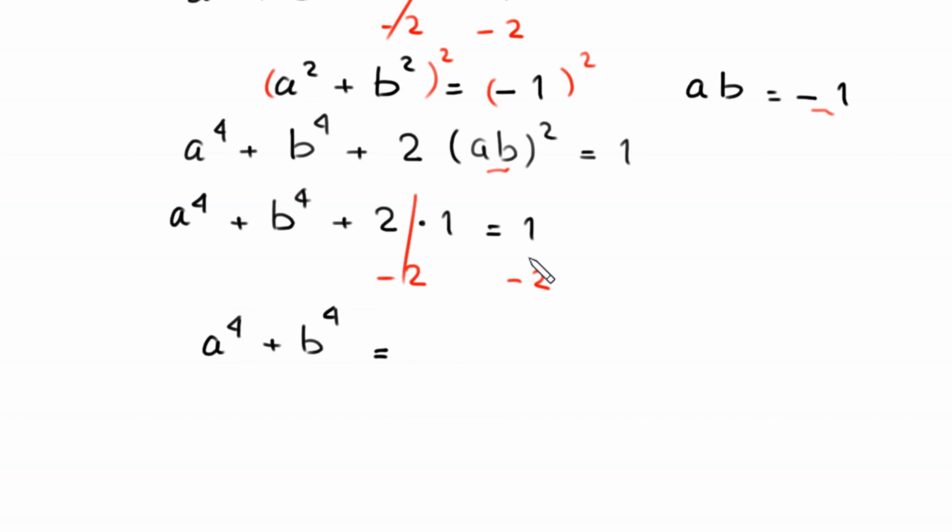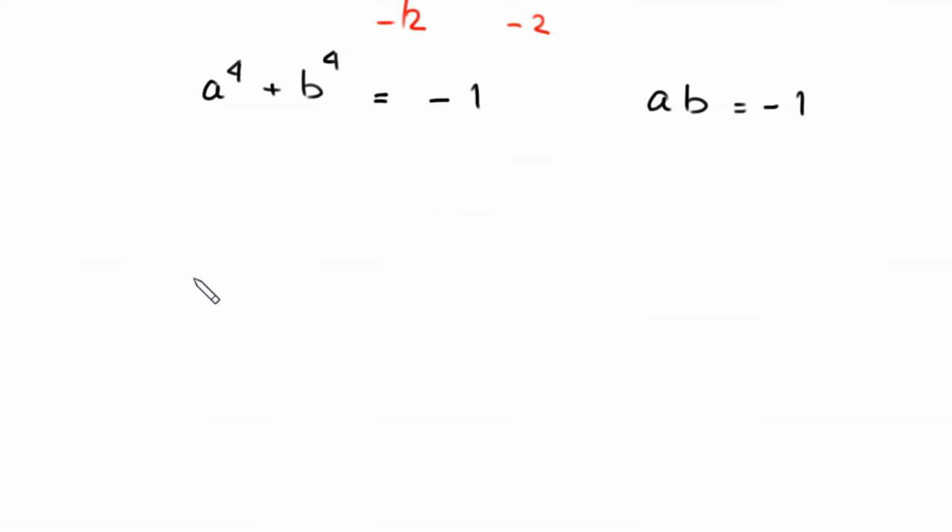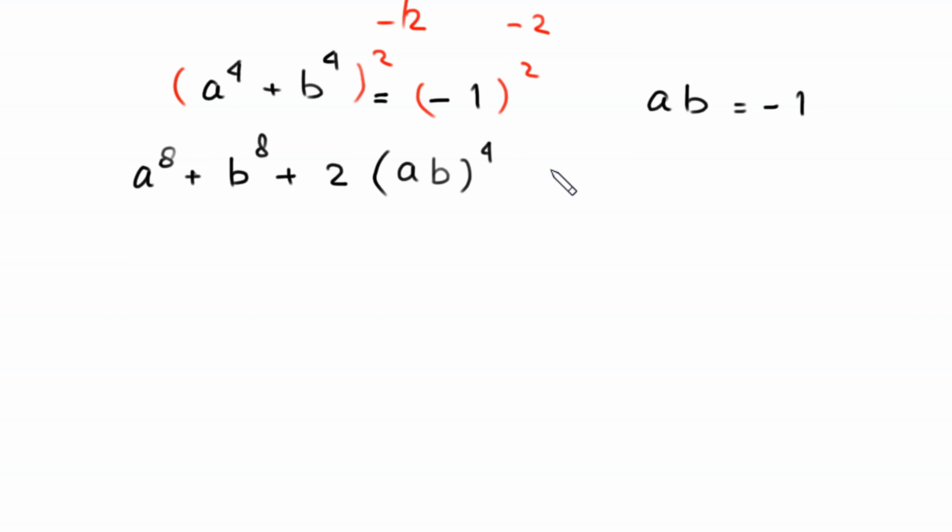So a squared plus b squared is equal to 1 minus 2, negative 1. And remember this equation, ab is equal to negative 1. We square both sides of this equation again. So this will become a to the power 4 plus b to the power 4 plus 2 times a squared b squared, which is (ab) whole squared, equal to negative 1 squared, which is 1.